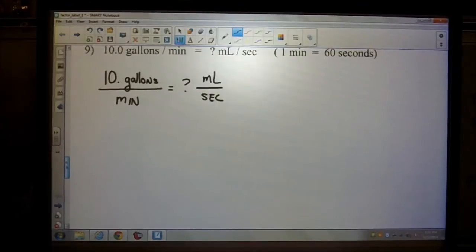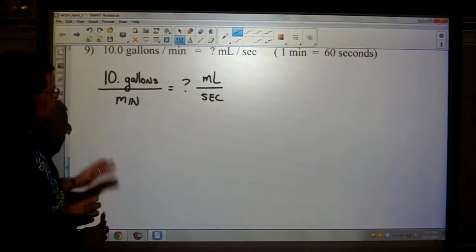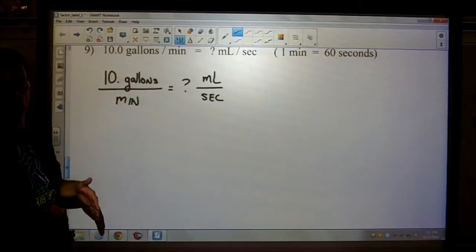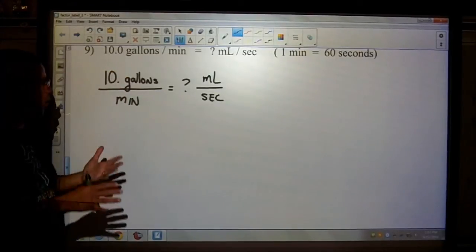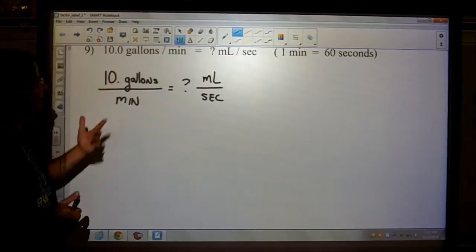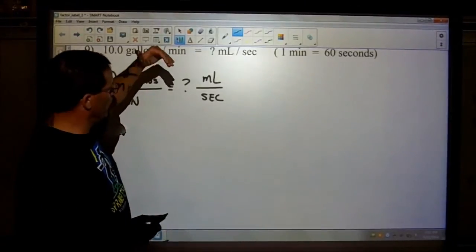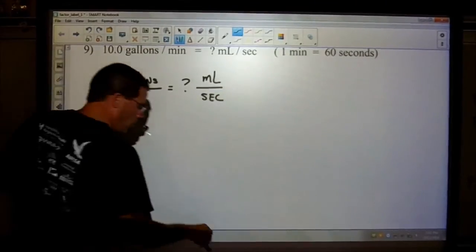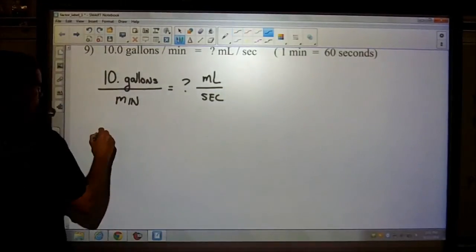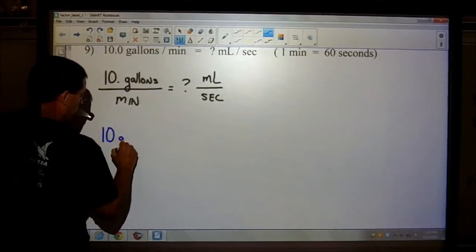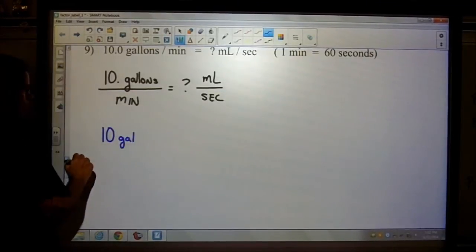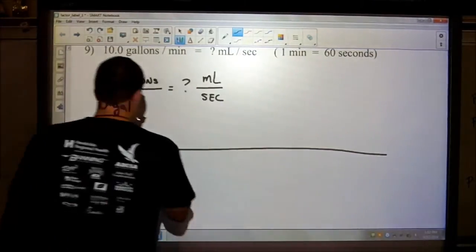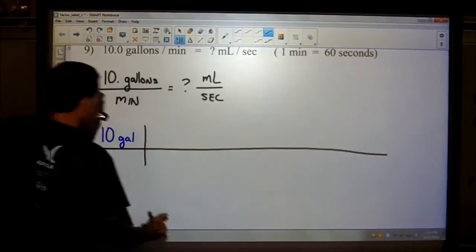So these types of problems are very, very interesting. I like them. This is a rate problem, 10 gallons per minute. Okay, so it's pouring or it's flowing or it's doing something at 10 gallons per minute. And the question wants to know, well, how many milliliters per second is that? So we start off the same way. We write down what we know. We know we have 10 gallons. I'm just going to abbreviate that as gal. And I'm going to draw my little box here. And that is per minute.